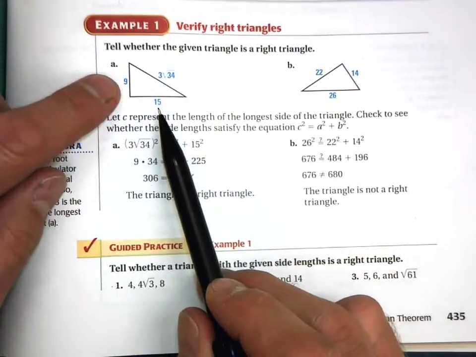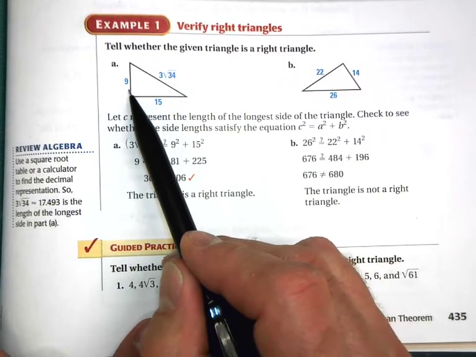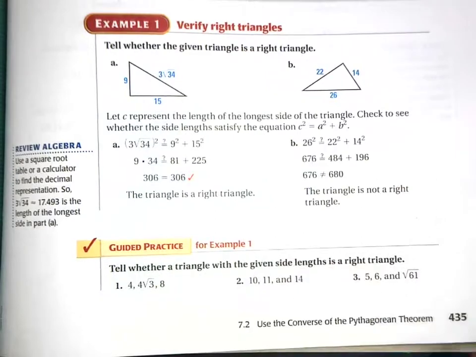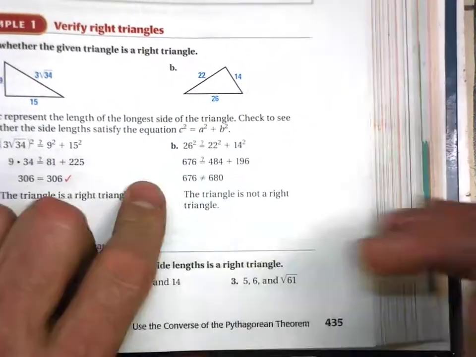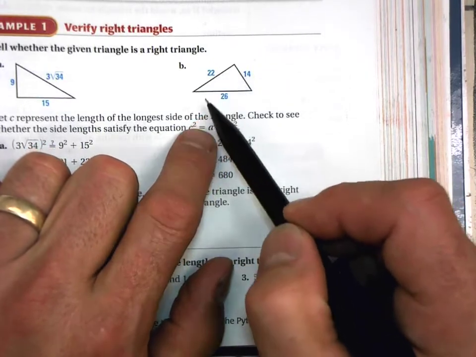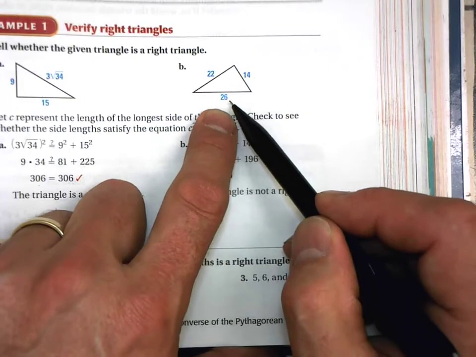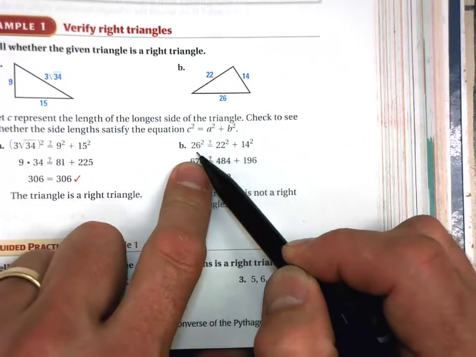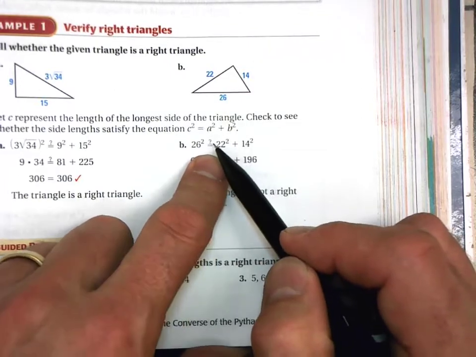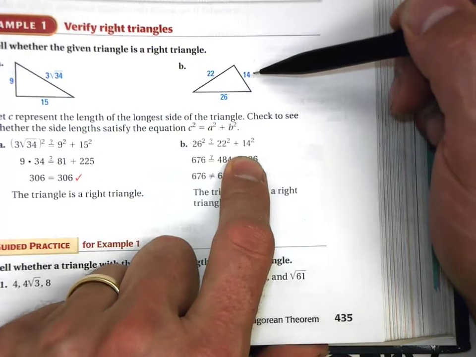And when the side lengths satisfy the Pythagorean theorem, then the measure of this angle is 90 degrees, and this is a right triangle. Here's another one, and we're looking at this as 14, 22, 26. Okay, this is my longest side, so that's going to be plugged in for my C. So 26 squared, and we're asking, does that equal 22 squared plus 14 squared?